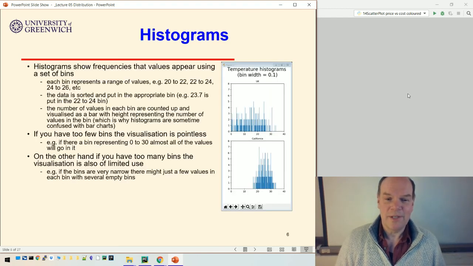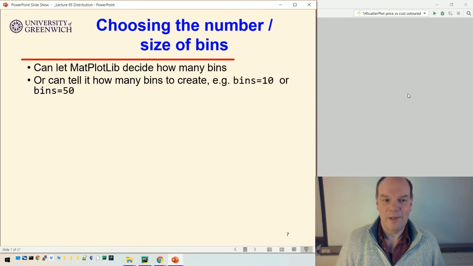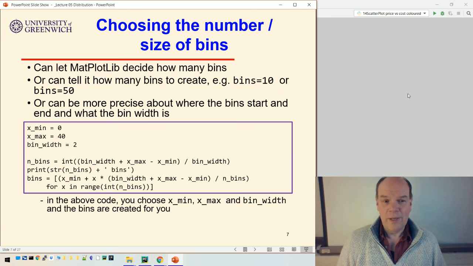That's histograms, and we can let matplotlib decide how many bins. We don't have to choose that number ourselves at all. Or, as we'll see in some examples, we can tell it how many bins to create, like 10 bins or 50 bins, and then it would decide where the boundaries go. Or we can be more precise about where the bins start and end. This is the code that I use in most of the histogram examples. This is the bit that I can change. I decide where the lowest edge of the bin is and where the highest one is, and then the width of the bin.